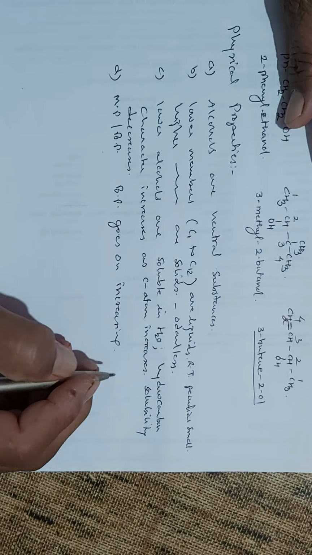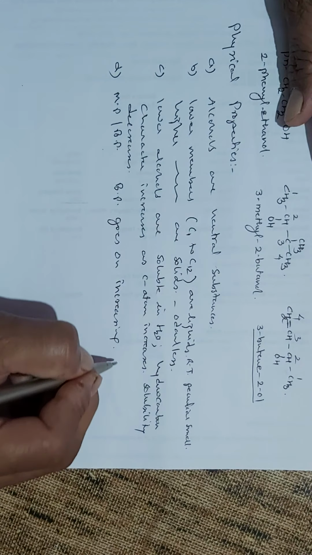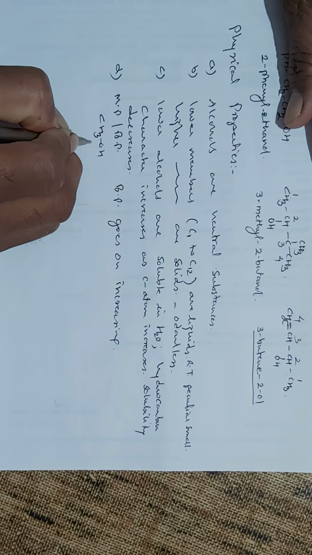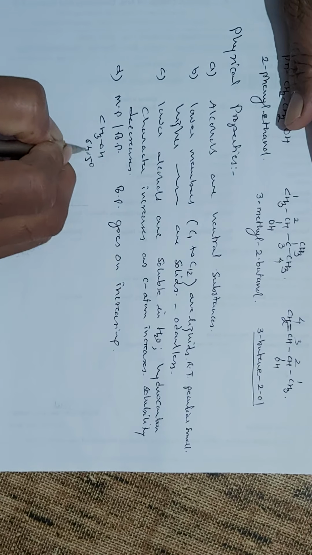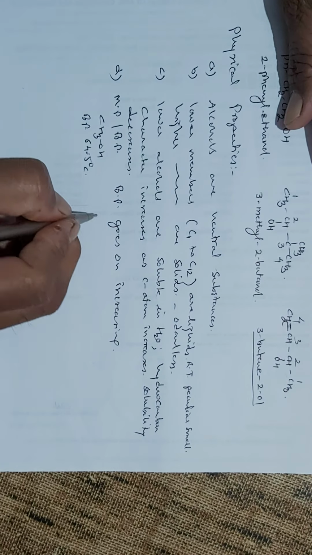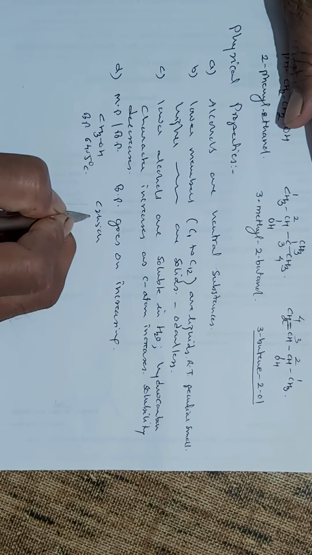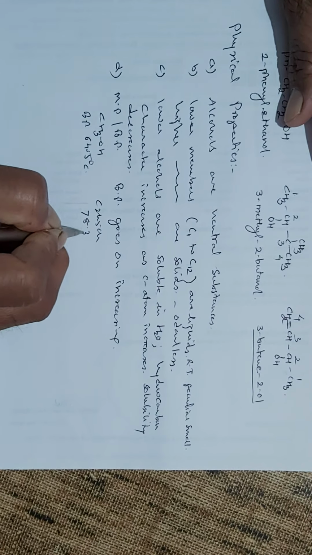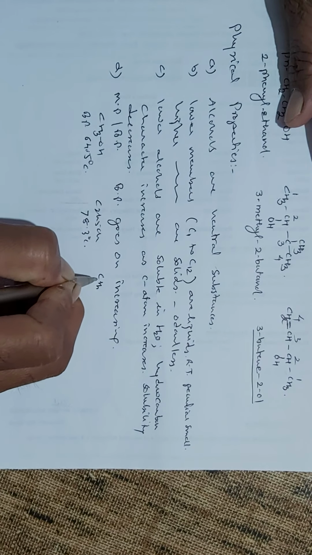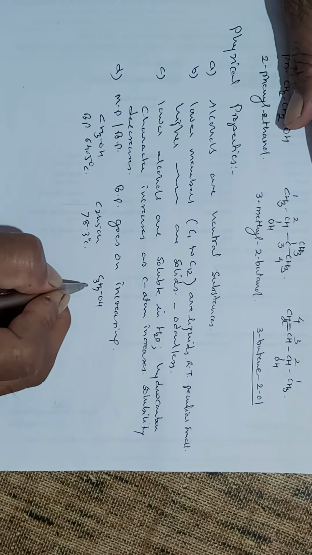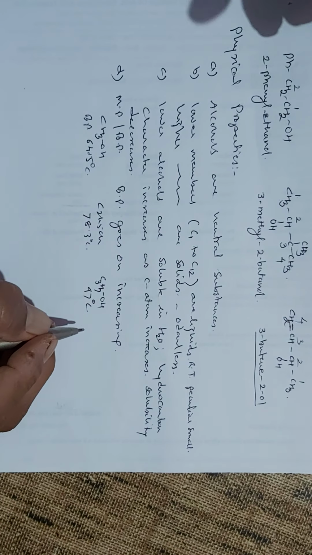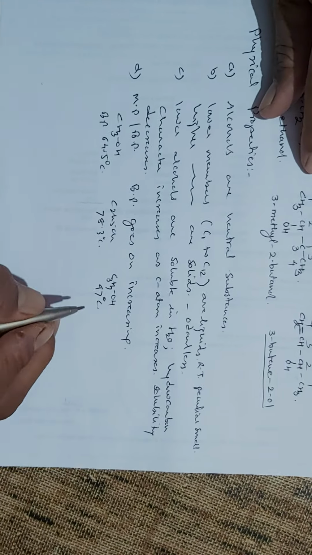If we take some examples, suppose methanol has the boiling point 64.5 degrees Celsius. Ethanol will have a higher boiling point, that is 78.3 degrees Celsius, whereas propanol, that is C3H7OH, will have the boiling point 97 degrees Celsius. It means as the hydrocarbon character goes on increasing, the boiling point goes on increasing.